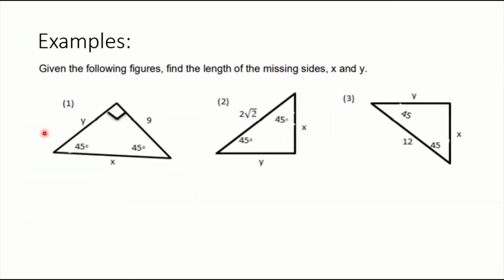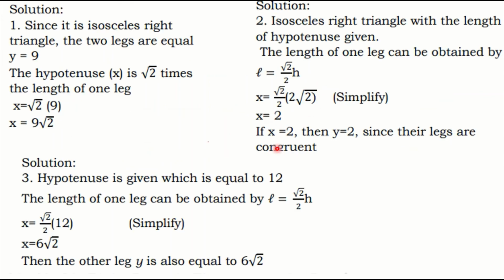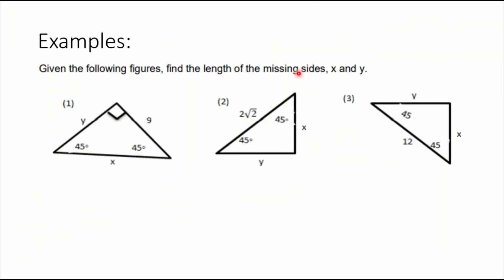Next. Number 2 example. Given natin ay isosceles pa rin, pero ang given natin ngayon is yung hypotenuse. Ang nawawala yung dalawang leg. Okay, ganito po yun. Isosceles right triangle with the length of hypotenuse given. The length of one leg can be obtained by leg is equal to square root of 2 over 2 times the hypotenuse. So, square root of 2 over 2 times 2 square root of 2. Bakit yan? Kasi yun yung given na hypotenuse.